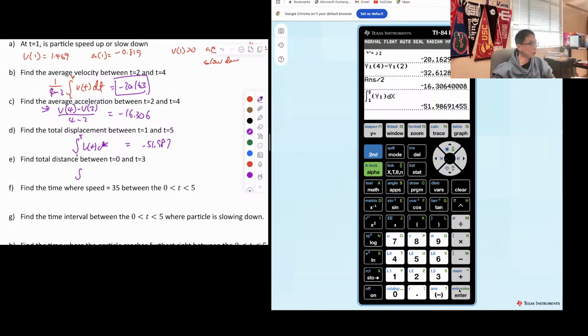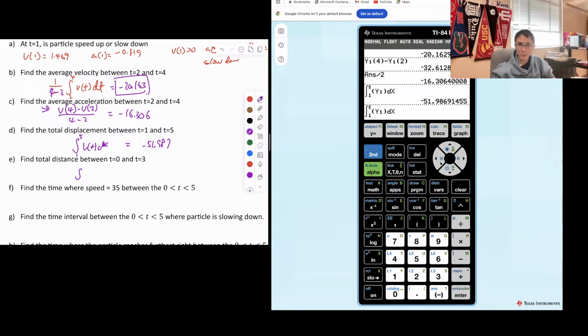Now, you have to put a boundary. A lot of people don't know what the absolute value button is. I'm going to show you. There's the absolute value button. So let's say we want it between 0 to 3. I want a total distance, so therefore it's absolute value. So therefore, I'm going to go in and say this is 0 to 3.